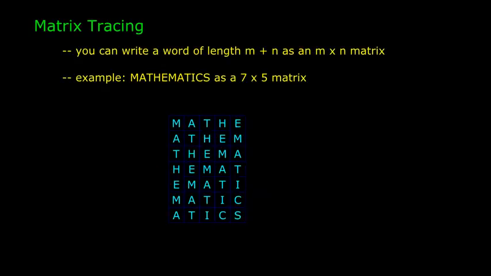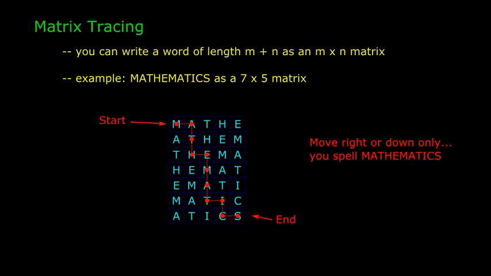So here's the problem. It's called matrix tracing. The idea is that you can write a word as an m by n matrix of letters. The original problem description gives this as the example. The letters of the word mathematics are placed in this matrix in a special way such that starting at the upper left letter and always moving either to the right or down, when you reach the bottom right letter, you will have traced the word mathematics.